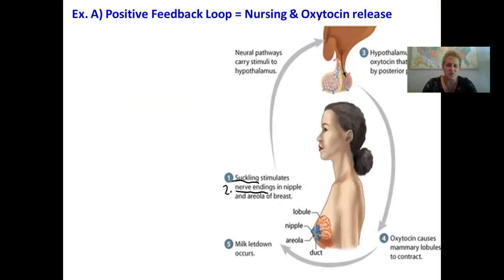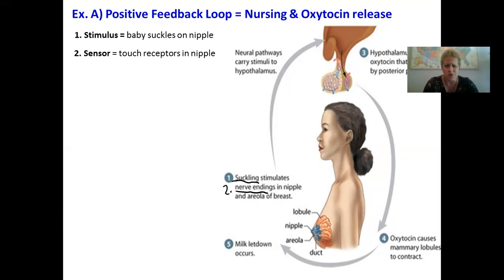Positive feedback. This is one of the rare ones. And the one I've got here is lactation. All right, so nursing a child and oxytocin release. So the first step is a stimulus. In this case of a child nursing, getting breast milk, it's the suckling on the nipple. And the nipple has touch receptors. Okay, I think in anatomy they call them Merkel cells or something like that. But those are your touch and pressure receptors in the nipple.